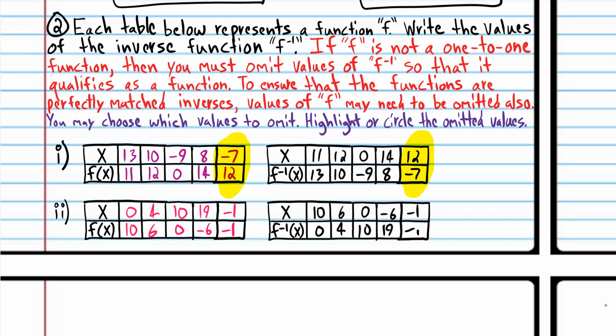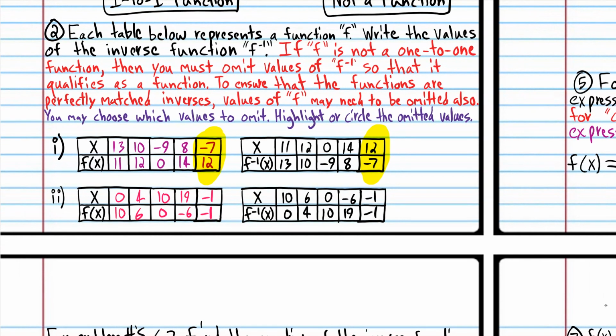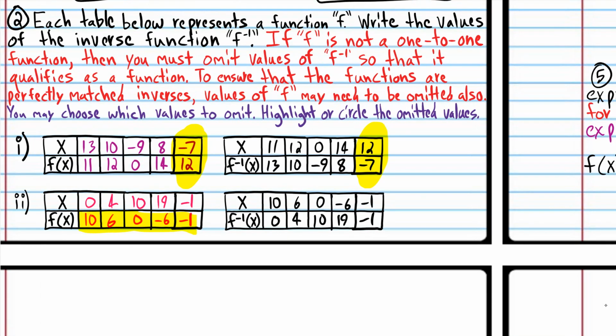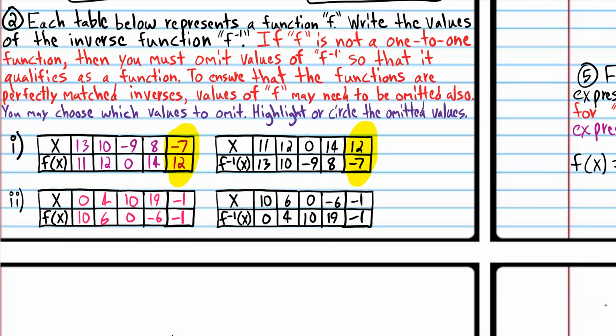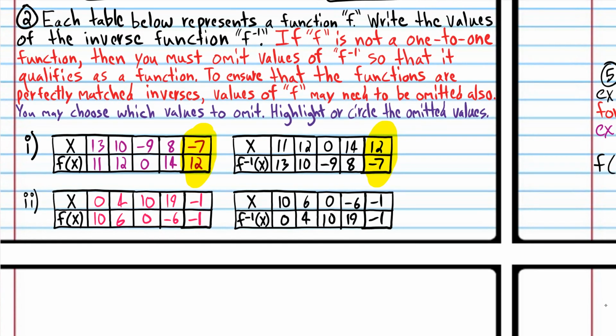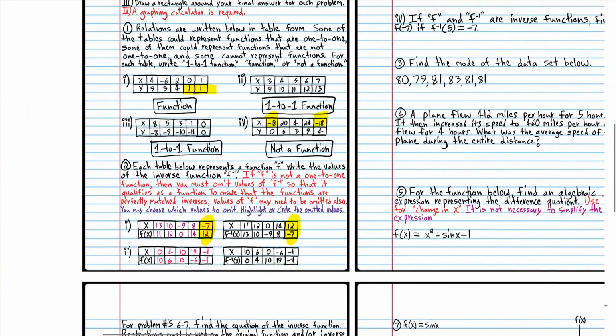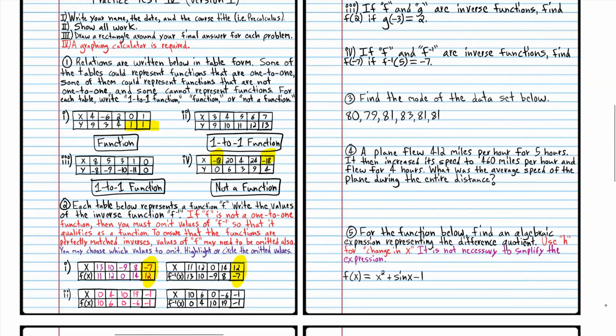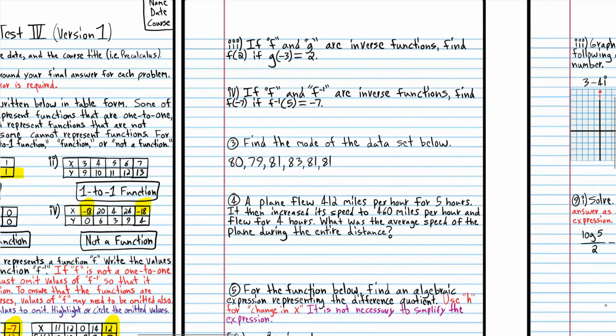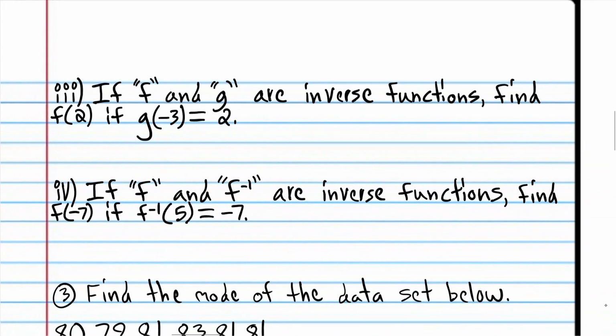And of course we have to wonder whether or not we have a 1-to-1 function. Do we have any repeated y values? Well, no, we don't. So this is actually a 1-to-1 function. So that means that we don't have to worry about having to omit any values in the inverse function. So if you got those right, excellent. Okay, so try part 3. When you come back, we'll do it together.